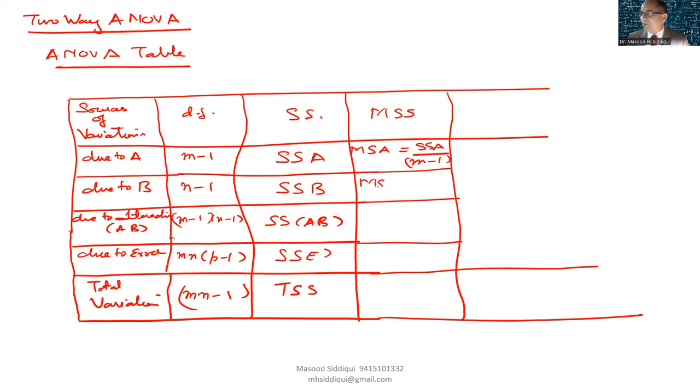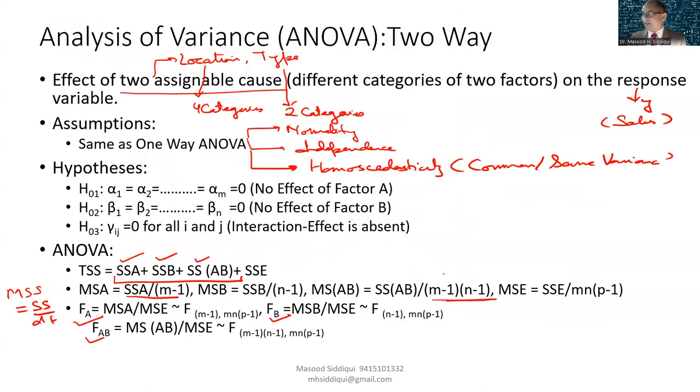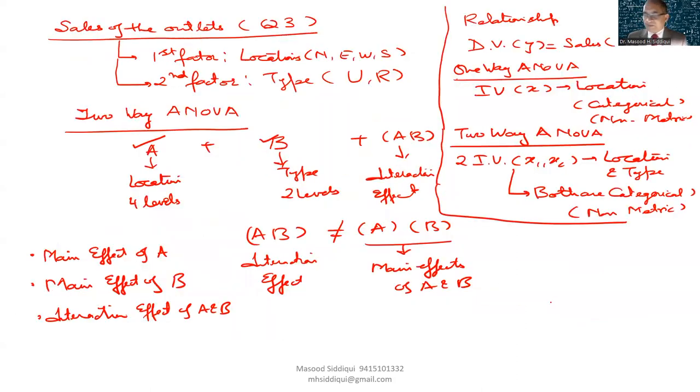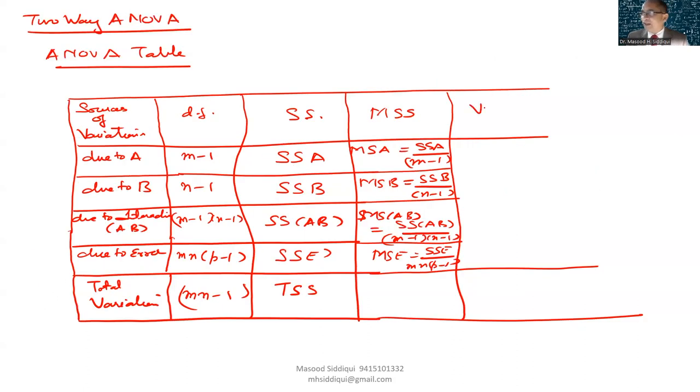Next one is MSB. It is SSB divided by n minus 1. Next is MSAB, mean sum of square because of the interaction. This is SSAB divided by m minus 1 into n minus 1. Then we have MSE, mean sum of square. This is SSE divided by the corresponding degrees of freedom. Right? Remember, we have all these terms here. And then we have the variance ratio.